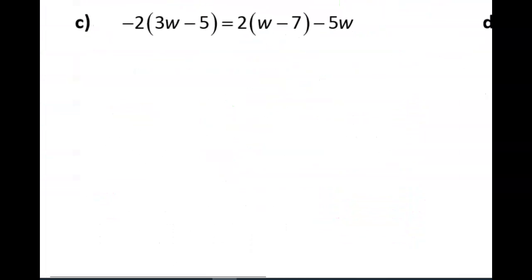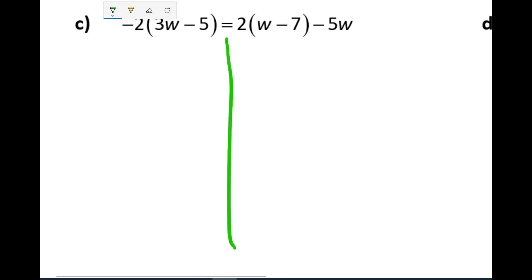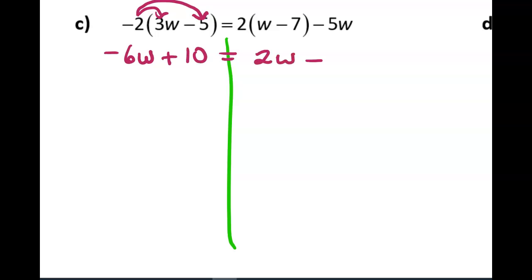All right, let's check out C. In C, we have to be a little bit more careful because we have a negative to distribute into that first parentheses. I'm going to again draw that line down the middle for the equal sign. And so negative 2 times 3w is negative 6w, and be especially careful here. Negative 2 times negative 5 is positive 10. On the right side, 2 times w minus 2 times 7 is 14. Bring down that minus 5w.